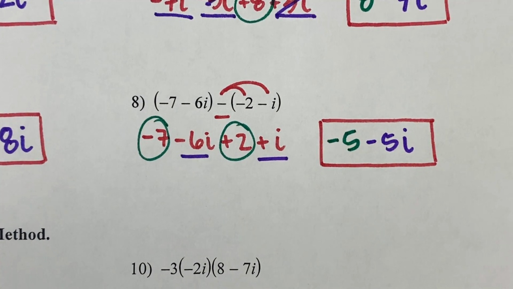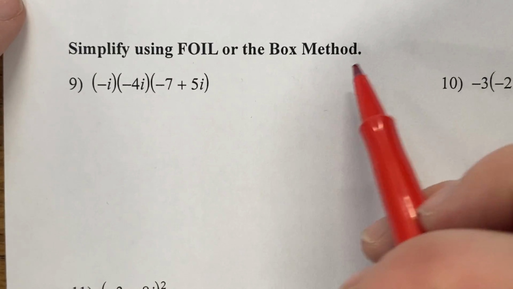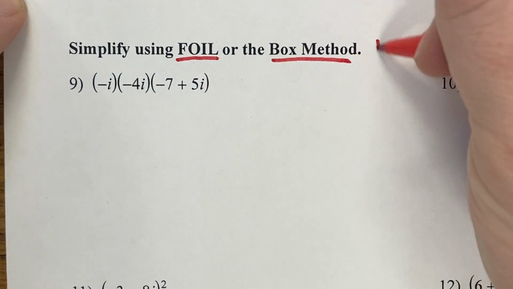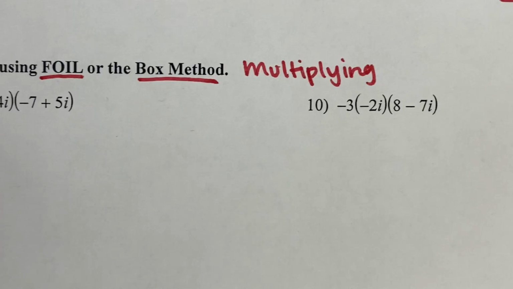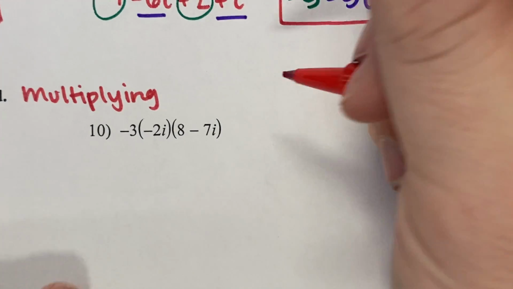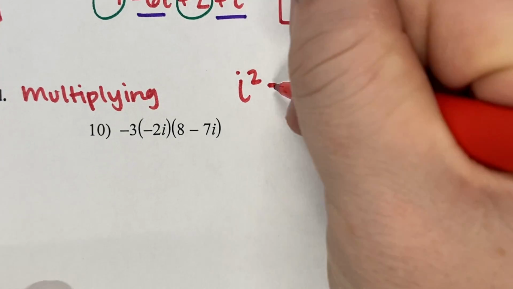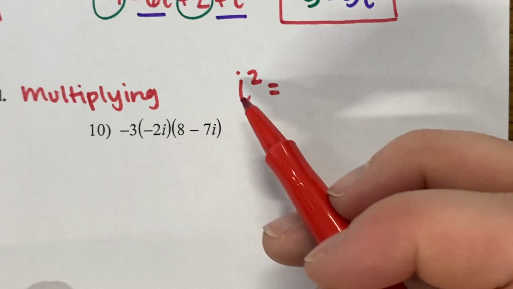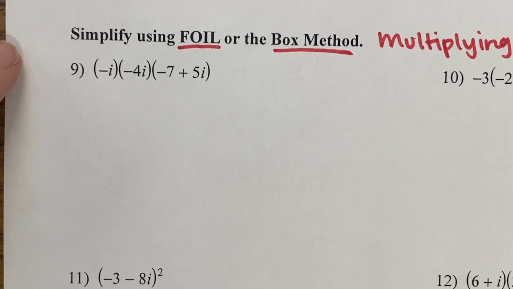Okay, so those guys we were simplifying by adding or subtracting. 9 through 12, we are going to simplify using FOIL or the box method, where basically here we are now multiplying. And when we are multiplying, we need to remember one key rule. We're going to most likely get an i squared when multiplying these guys together. Whenever we get an i squared, this guy turns into a negative 1. So that's that important rule we need to remember.